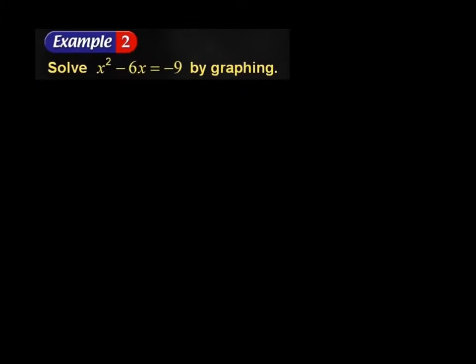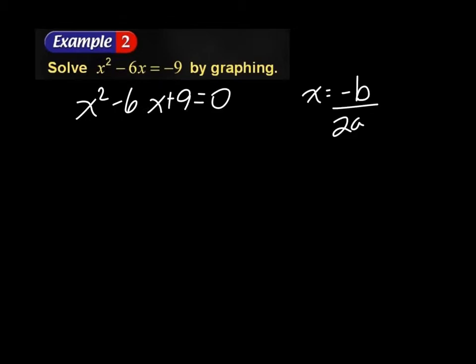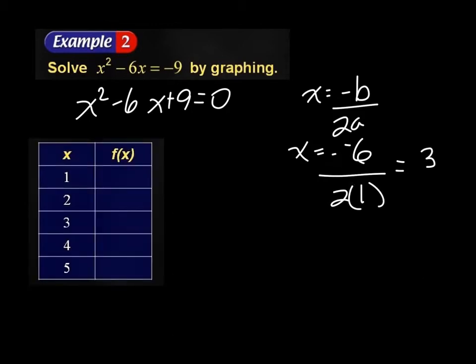Okay, the first step to solve by graphing is we always want everything on one side of the equation. So we're going to add 9 to both sides. To find where our vertex is going to be, x = −b/2a again, so 6 over 2 times 1 is going to be 3. So we have two numbers less than 3, two numbers more than 3. That's nice. Put in 1 for x, we'll get out 4 for y.